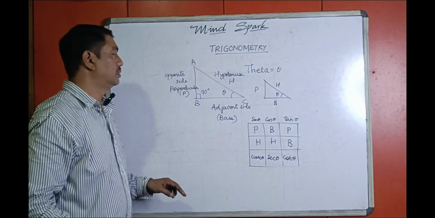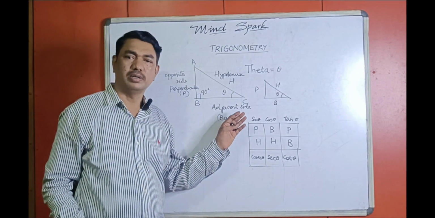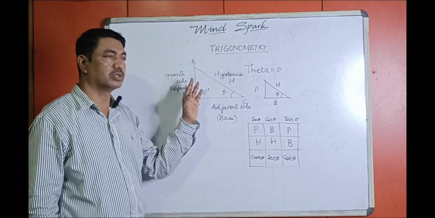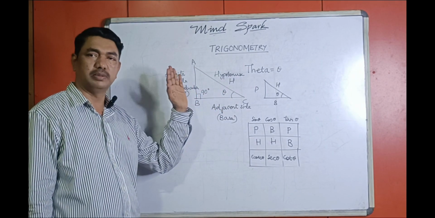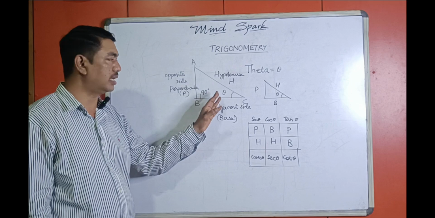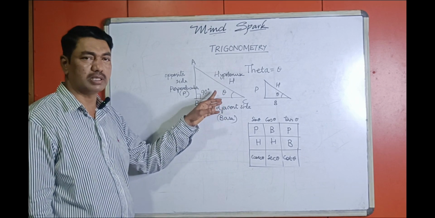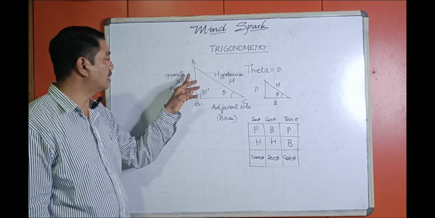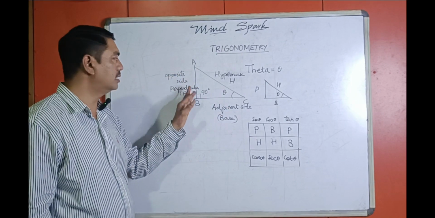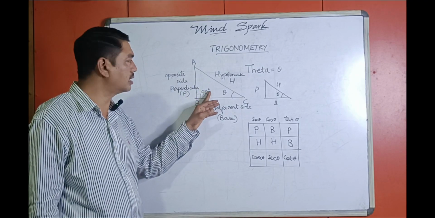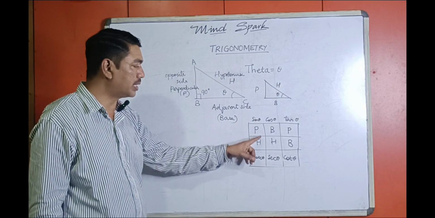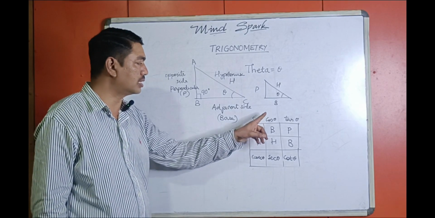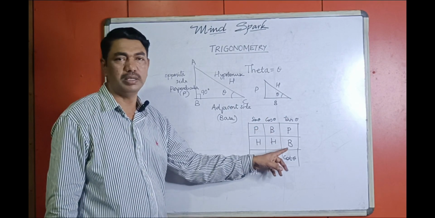So these are the basic things you should know about trigonometry. You should know the triangle and Pythagoras theorem. You should be able to recognize wherever theta is there, the side near to theta is the adjacent side, the side opposite to theta is the perpendicular or opposite side, and the side opposite to 90 degrees is the hypotenuse. And these are called trigonometrical ratios: sin theta is perpendicular by hypotenuse, cos theta is base by hypotenuse, tan theta is perpendicular by base.